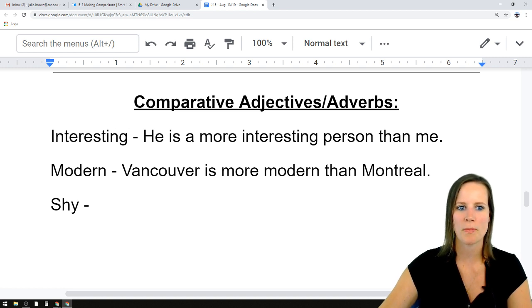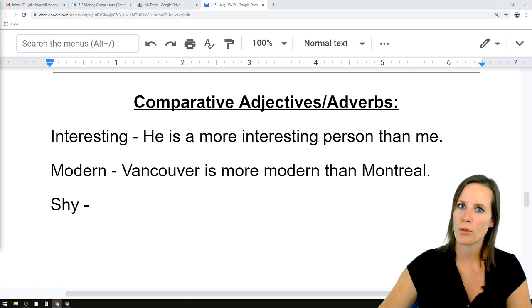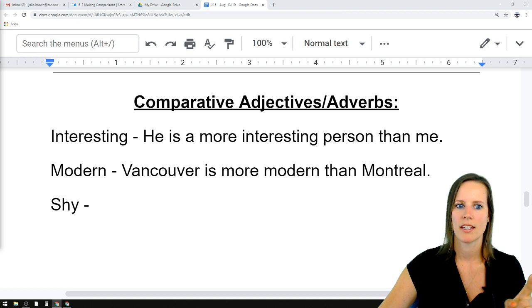Good. Khaled, Germany is nicer. So be careful here. You don't want to have more nicer. That's a double comparative. So just nicer. Okay. Can you say he is the most interesting person than me? So Kelvin, you can't compare with than me because a superlative is saying that one is more than everything else. So you just need to say he is the most interesting person. That's it.